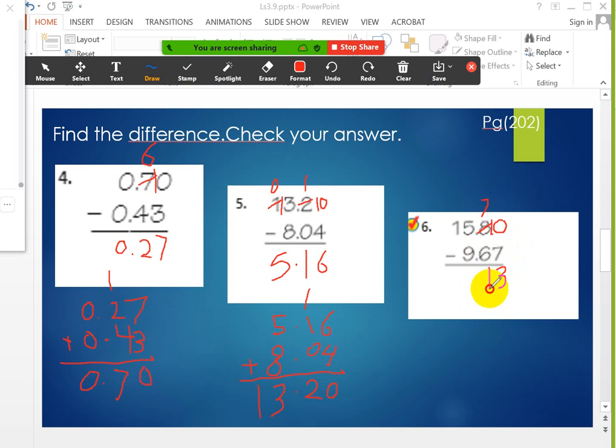Equals 3. Very good. Now 7 minus 6 equals what? 1. Very good. I will take the decimal point. Now 5 minus 9. We can't, so I have to borrow from the 1. It will be what? 0, and this one will be 15. 15 minus 9 is equal 6. Very good. So the final answer is 6.13 hundredths. Thank you so much, Sheikha.